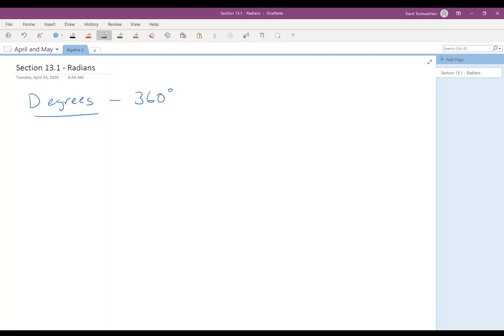If we turn 1/360th of a circle, that is 1 single degree. Well, a radian is similar to that, but instead of it being 360 degrees representing one full circle, we say that one full circle is going to equal 2 pi. And that's an important place to start, recognizing that 360 degrees is equivalent to 2 pi. Right? They are the same idea. They represent the same thing.